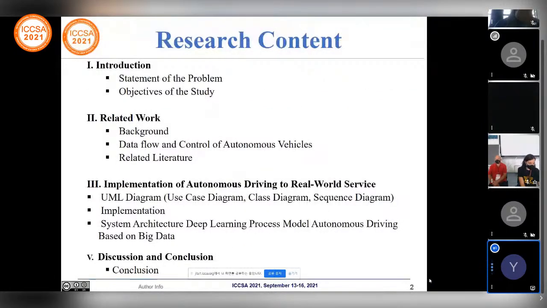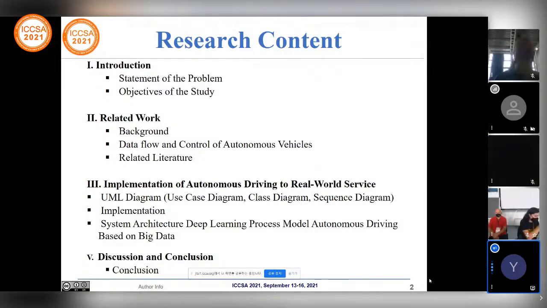I will introduce the statement of the problems, the objective of the study, real-world backgrounds, data flow and control of autonomous vehicles, and some related literature. Number 3, the implementation of autonomous driving to the real world, the different cases of UML diagram, implementation, system architecture, deep learning process model, autonomous driving based on big data, and the discussion and conclusion at the end.